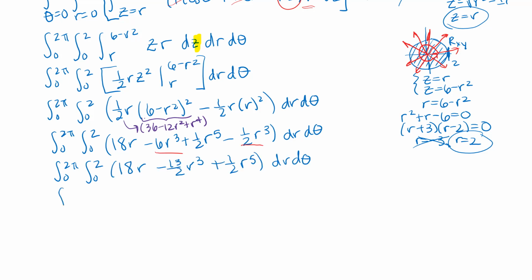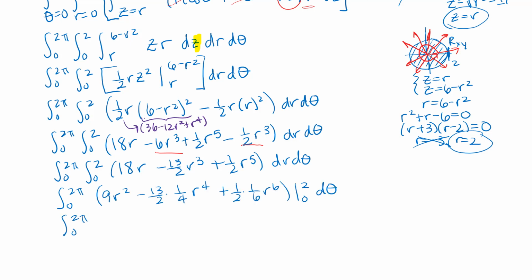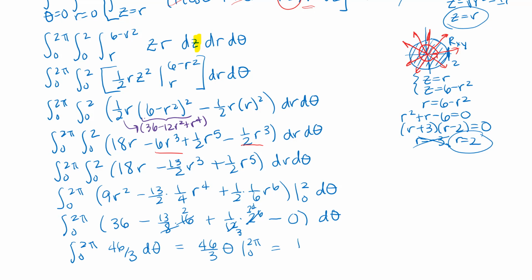Okay, so let's do this next integration here. I'm integrating with respect to r. I'm going to put in my 2 and then my 0. So 0 to 2 pi will just be 46/3 times 2 pi, or 92 pi over 3 in exact form.